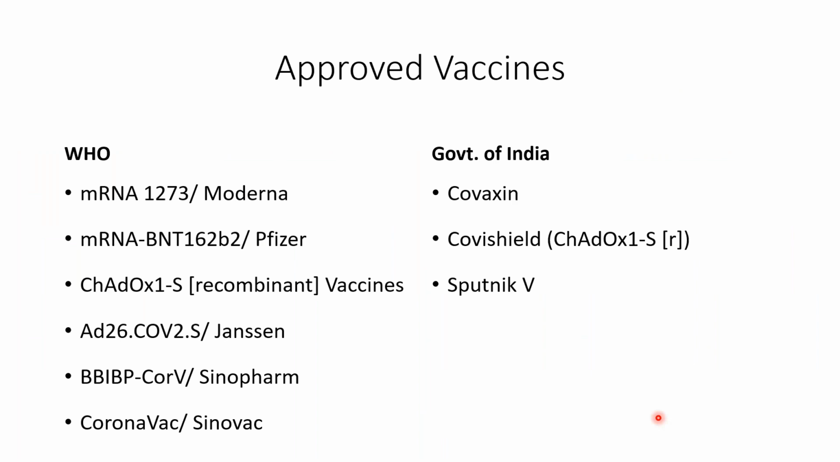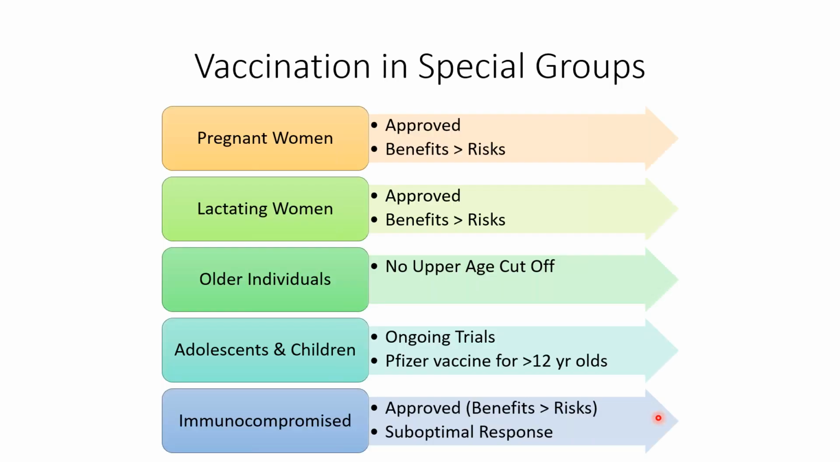So out of these, the WHO approved vaccines are the Moderna, the Pfizer, the Oxford, the Janssen, Sinopharm, and the Sinovac. As far as the Government of India approvals are concerned, the Government of India has approved the Covaxin, the Covishield, which is the Oxford vaccine, and the Sputnik V vaccine.